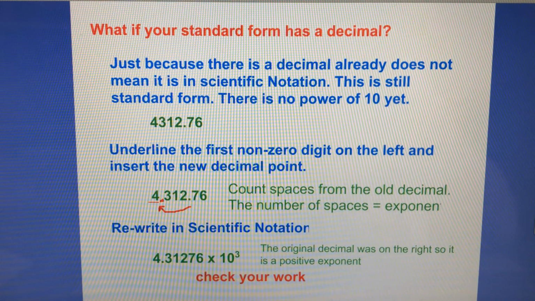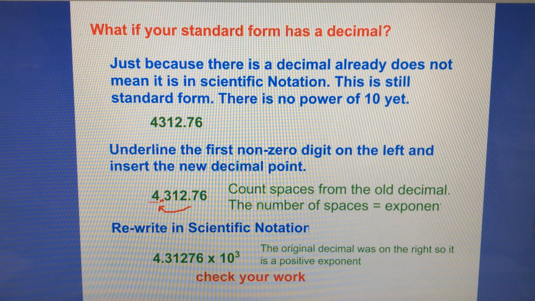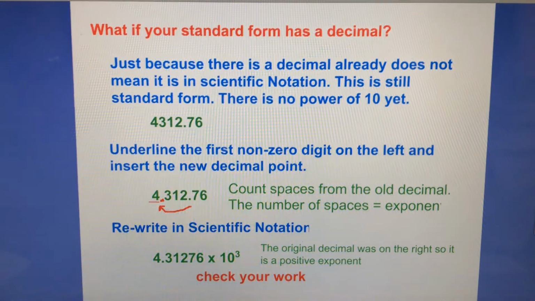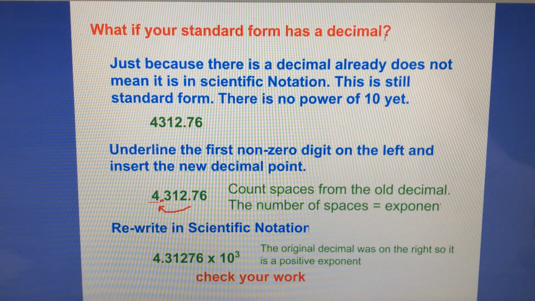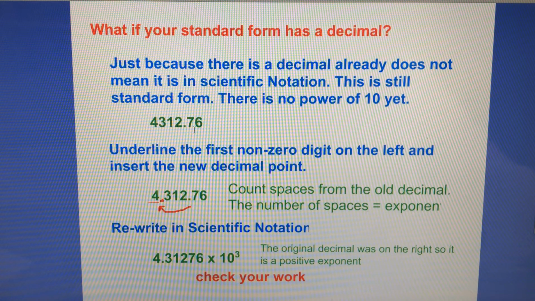What if your standard form has a decimal? So now I start with a value that's not a whole number. There's a decimal in it. Just because there's a decimal already does not mean that it is in scientific notation. This is still standard form because there is no power of 10 and you don't have a 1 digit to the left of the decimal.